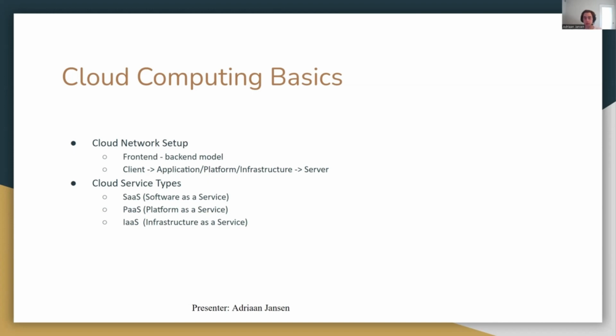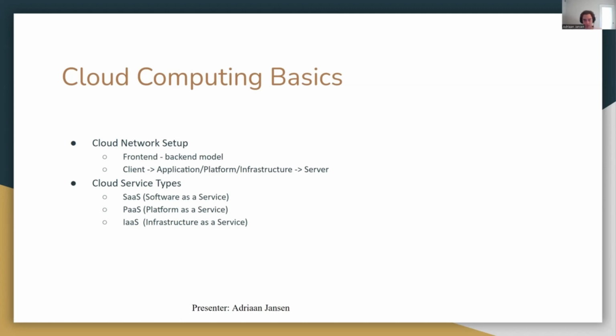And we have cloud service types. There are three main cloud service types, which are software as a service, SaaS, platform as a service, PaaS, and infrastructure as a service, IaaS. Software as a service is an application that's provided to a user over the internet, meaning they don't need anything locally to use this application. They don't need any local resources. They just need a remote server where everything is held for that application.